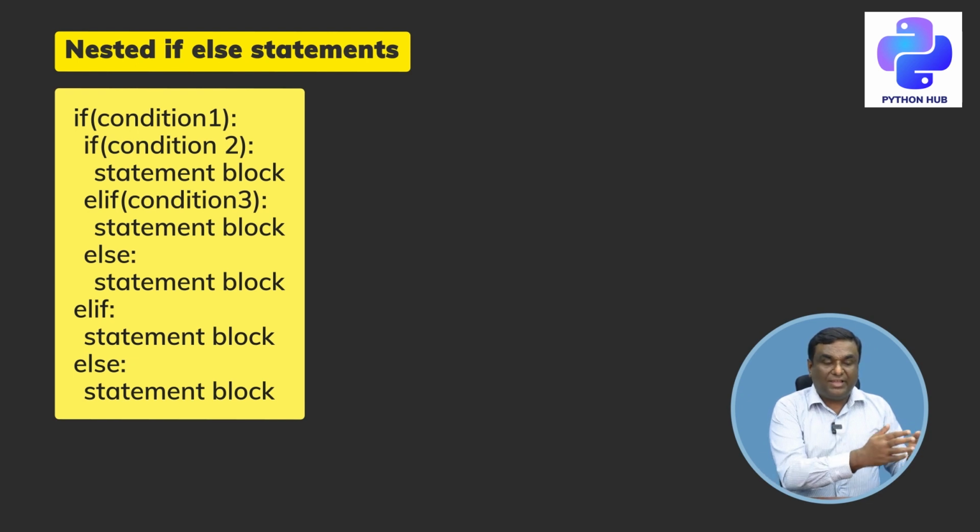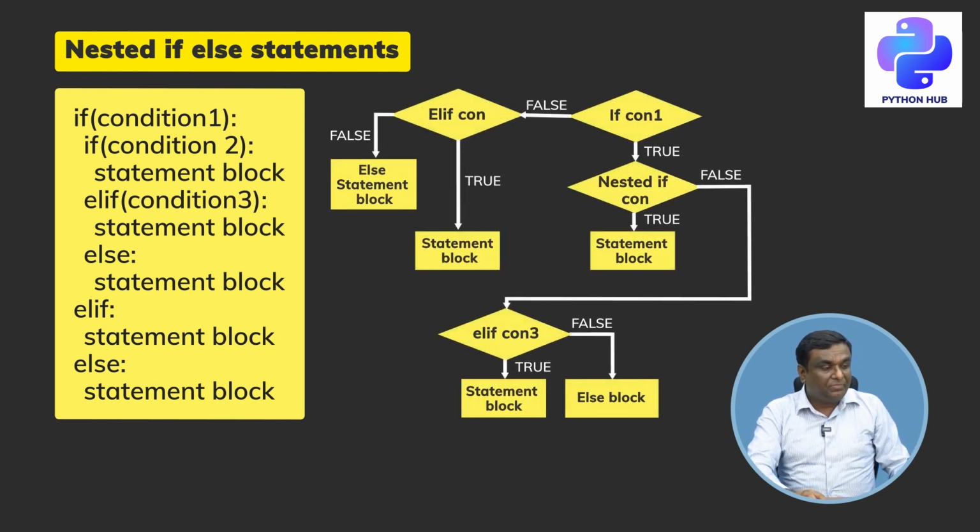As you can see on the left, you can see the condition very clearly. If condition 1 is met, if it is true, then condition 2 is checked. If it is true, then the statement block is executed. If it is not true, then I'm using an elif block and I'm checking condition 3. If condition 3 is true, then again the statement block is executed. If not, you have another set of statements that will be executed. If condition 1 itself has not been met, if that is false, then I'm going for elif and then else statements. So this is called a nested if.